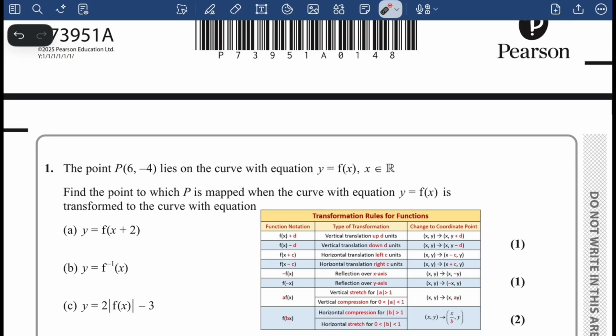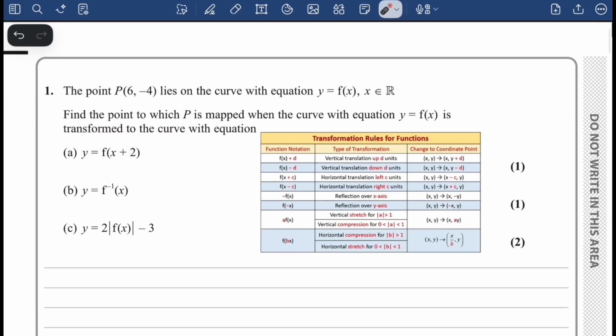Okay, so the first question says the point P, with coordinates (6, -4), lies on the curve y = f(x). Find the point to which the coordinates of P are mapped onto the curve under these transformations here, right?